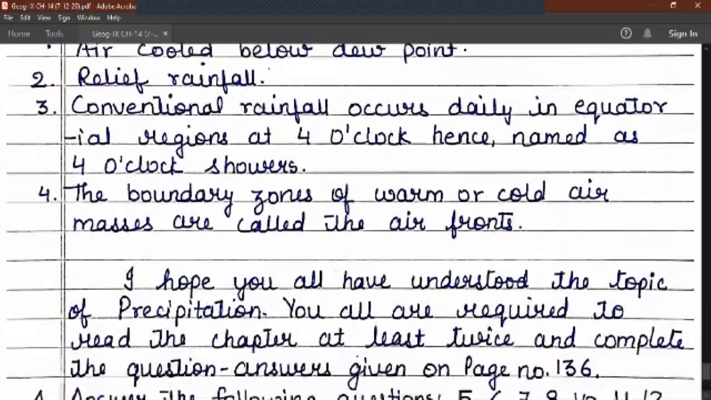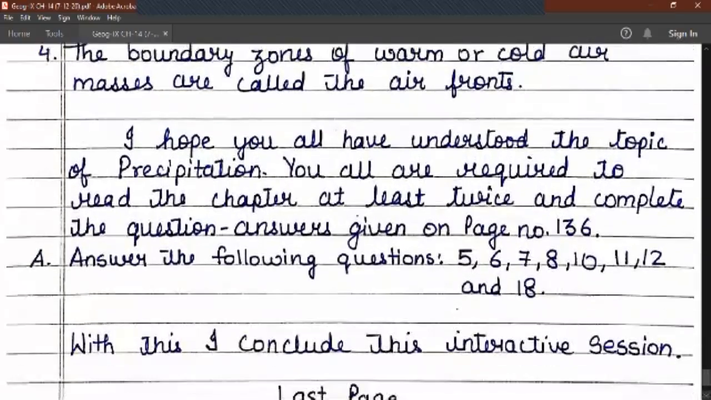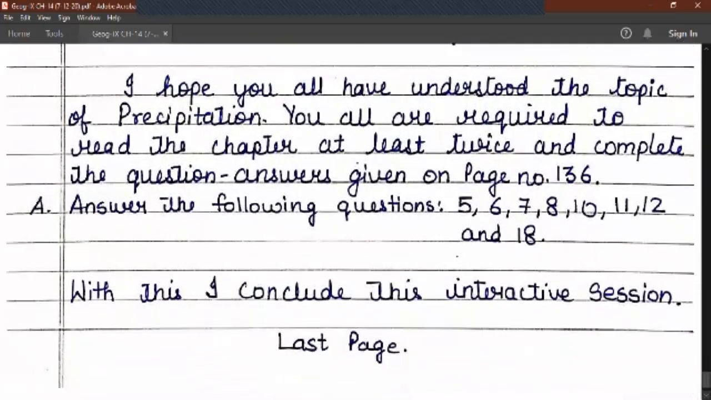I hope you all have understood the topic of precipitation. So you all are required to read the chapter at least twice and complete the question answers given on page number 136 of your textbook.